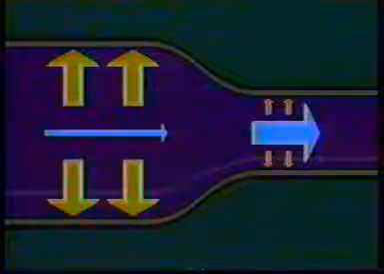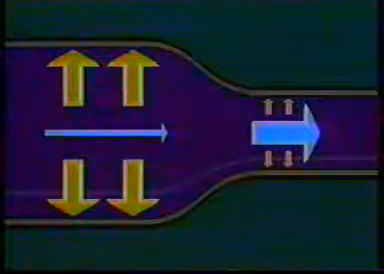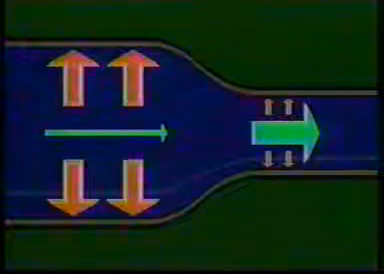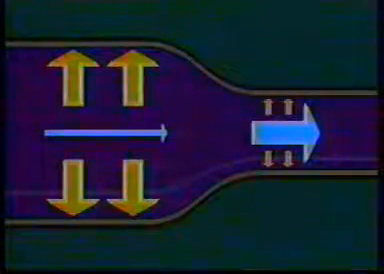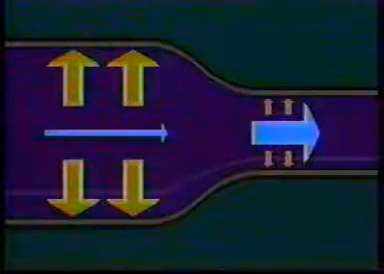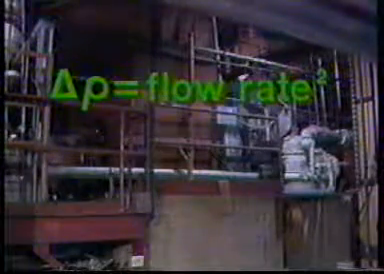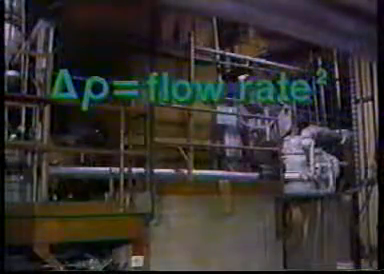Now, let's see how this applies when there's a constriction in the pipe. When the velocity of the fluid increases to pass through the narrower channel, its kinetic energy and dynamic pressure increase proportionately. However, this means that some potential energy has been converted to kinetic energy, so there must also be a corresponding decrease in static pressure. Bernoulli's equations show that the change in static pressure, called the differential pressure, is directly proportional to the square of the velocity or flow rate.